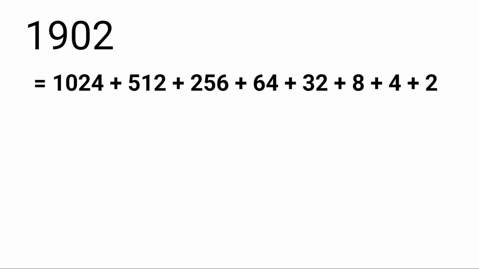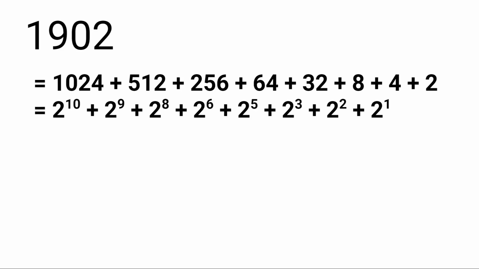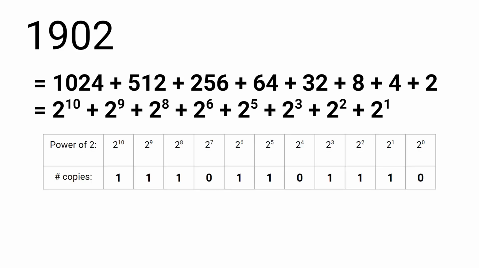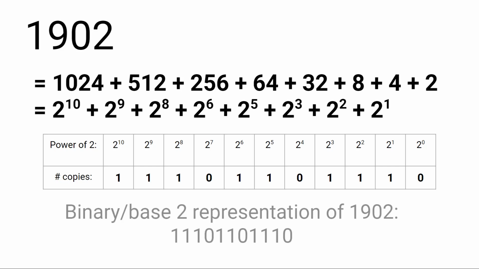Here's another example of changing a decimal number to binary. 1902. That number can be written as this sum of powers of 2. 1024 plus 512 plus 256 plus 64 plus 32 plus 8 plus 4 plus 2. So we have a 2 to the 10th, a 2 to the 9th, a 2 to the 8th, then a 2 to the 6th, 2 to the 5th, 2 to the 3rd, 2 to the 2nd, and 2 to the 1st, and no other powers of 2. That means the binary representation is 11101101110.